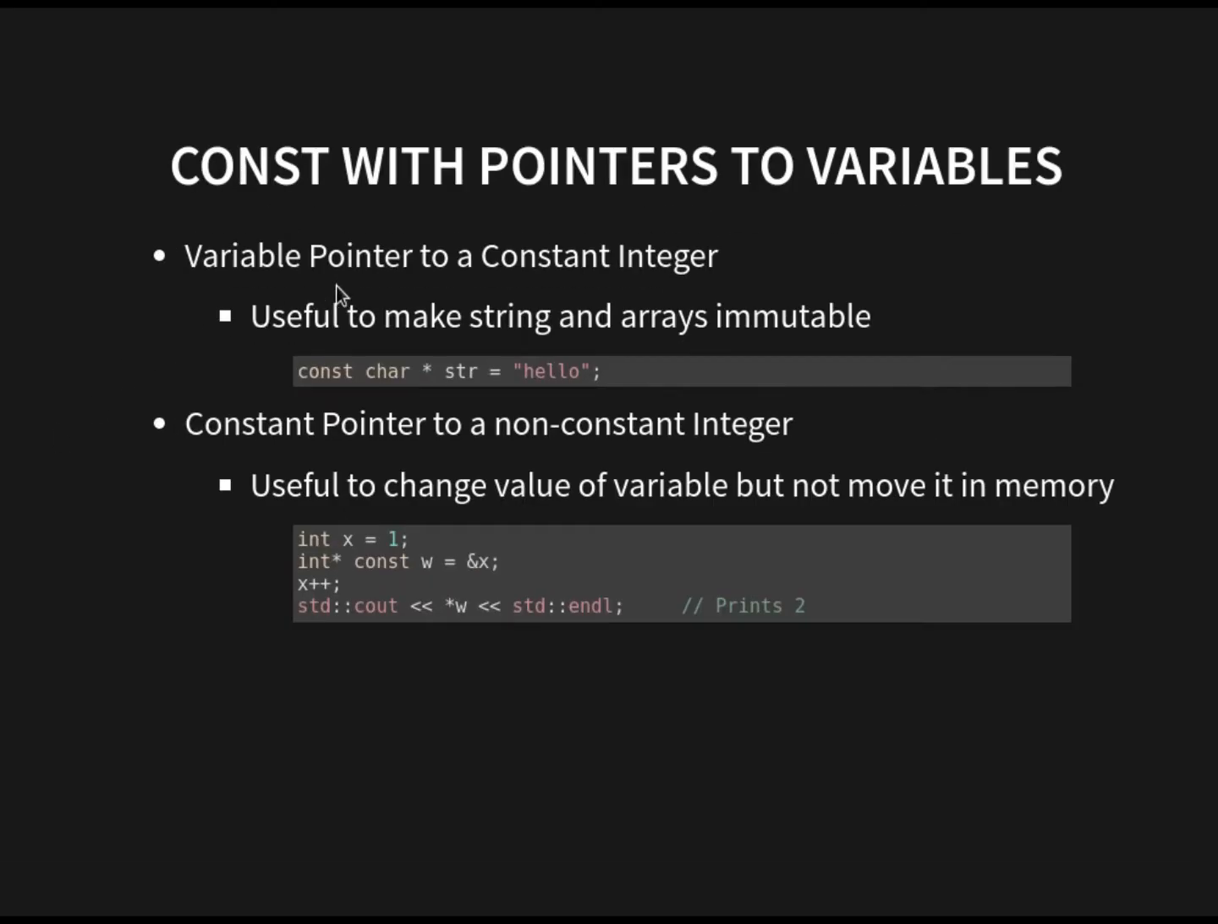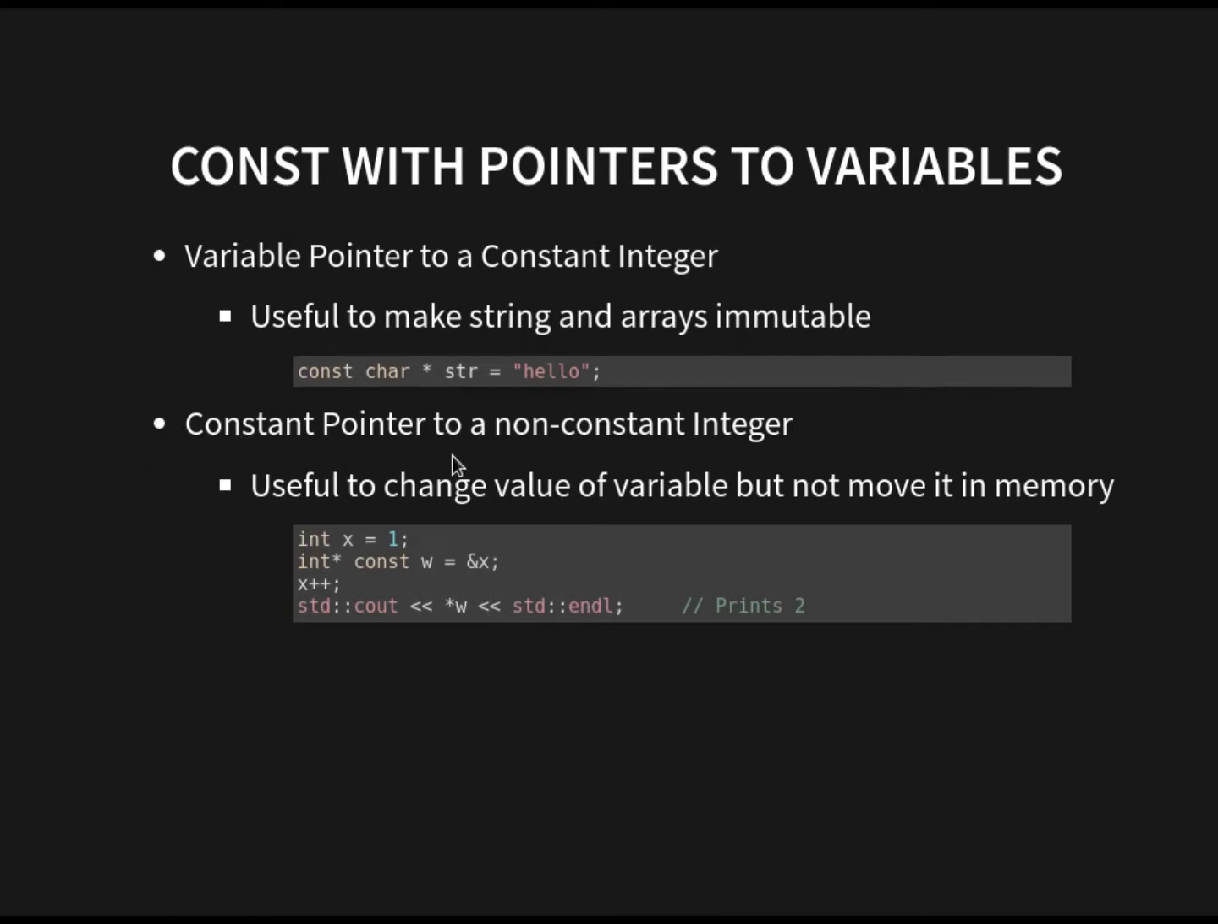A variable pointer to a constant integer means that the pointer is pointing to a const variable. These are useful as they can be used to make strings and arrays immutable.